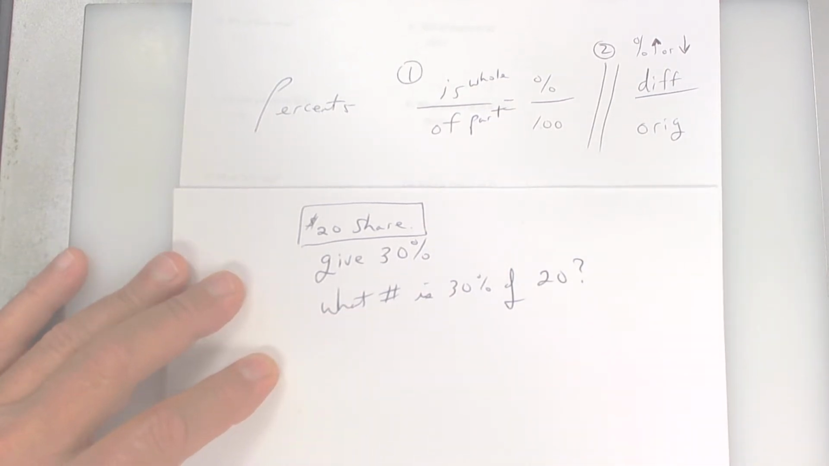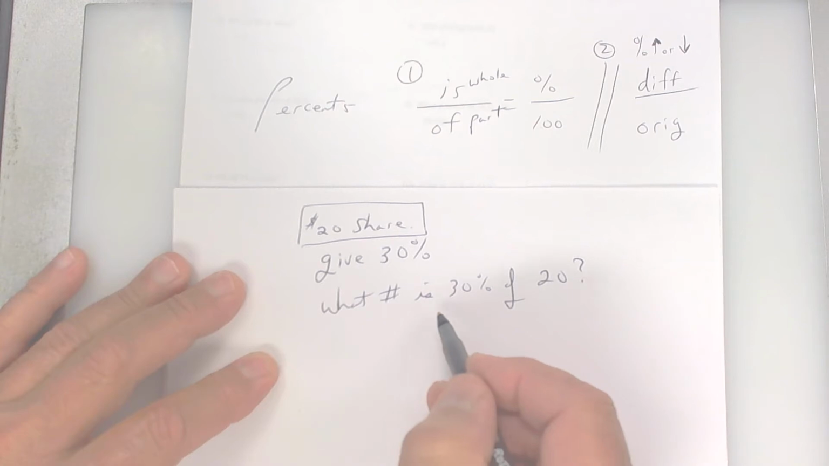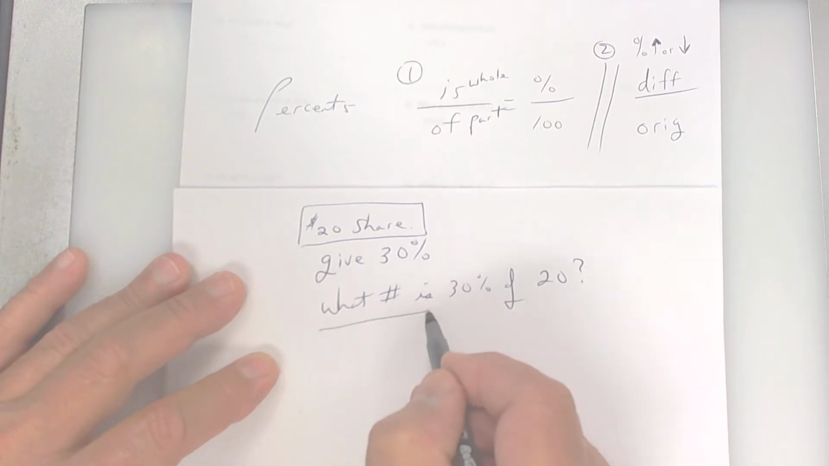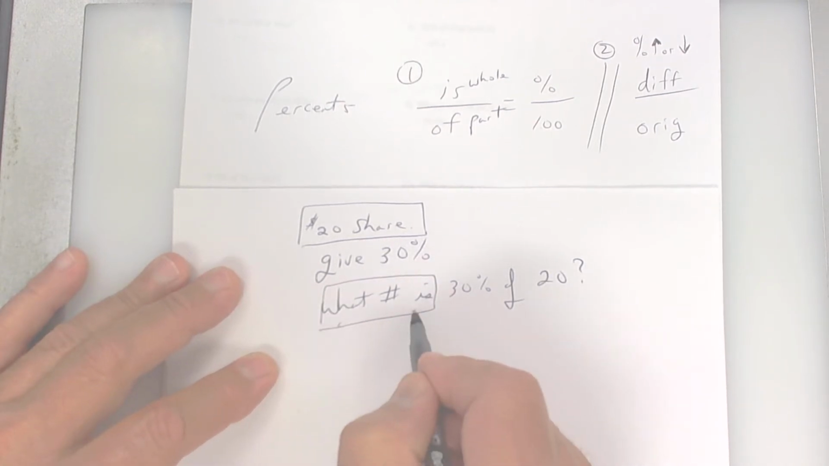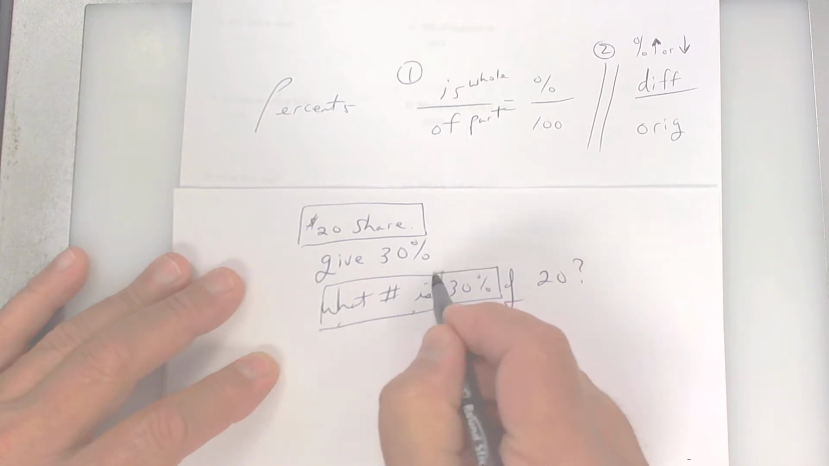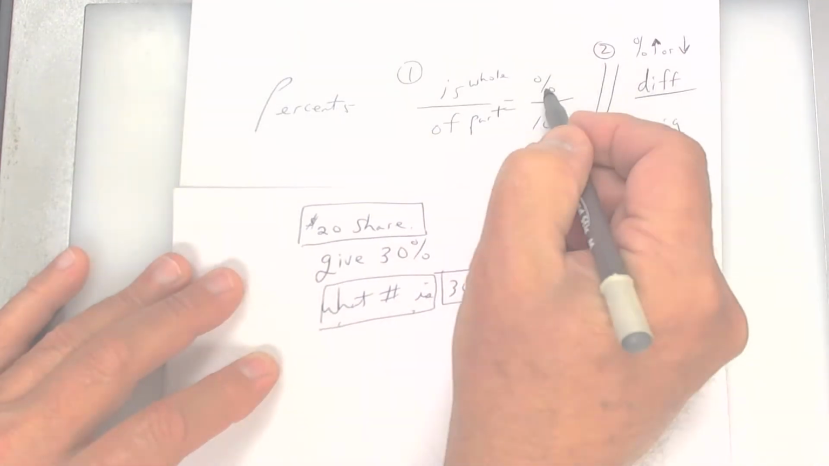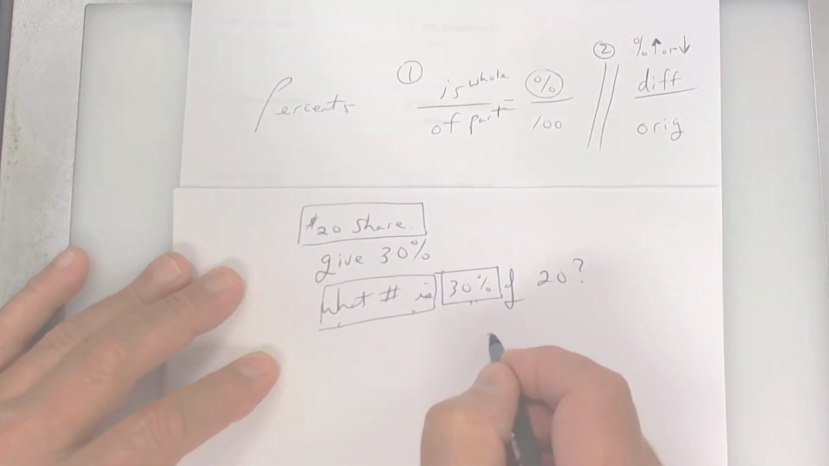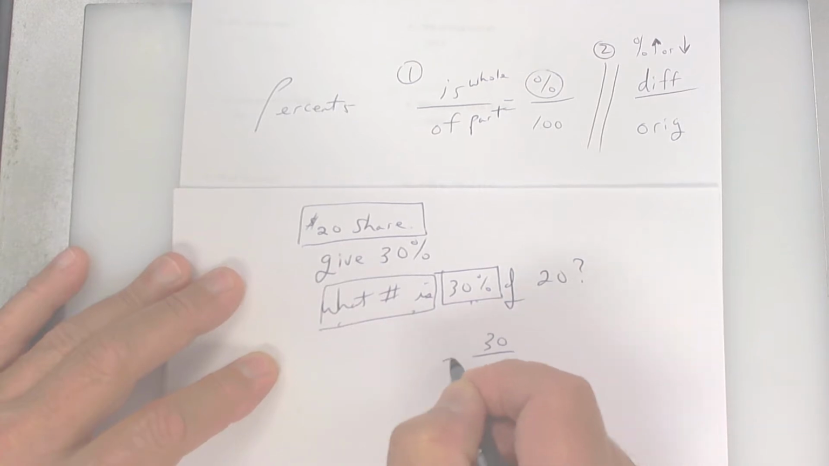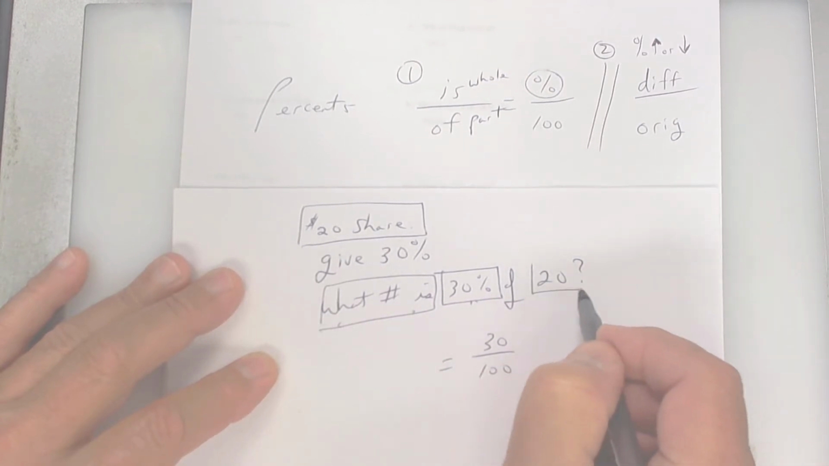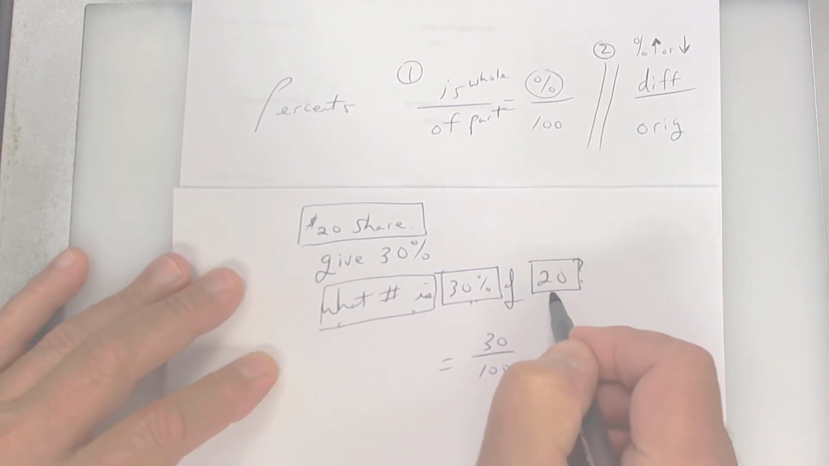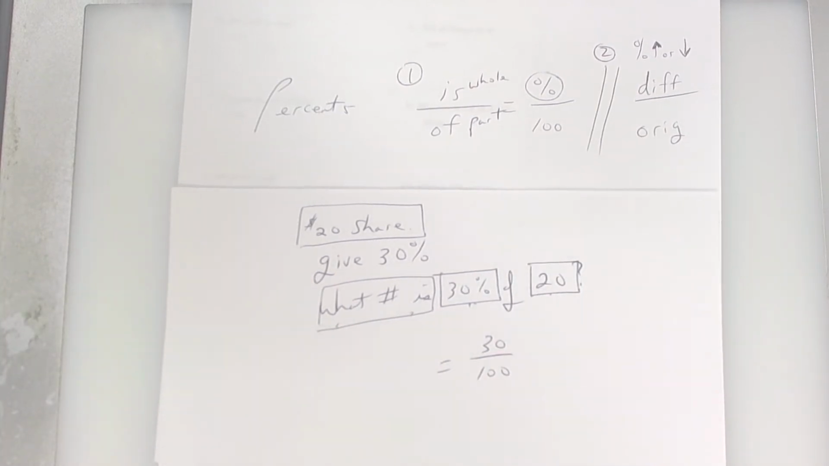So let's see what this is. The is, what number is, we don't know. We know the percentage. So here where the percent is, you're going to put 30 over 100. And of, this right here is your of part, and that's down there. And it's part over whole. So change that to part over whole.